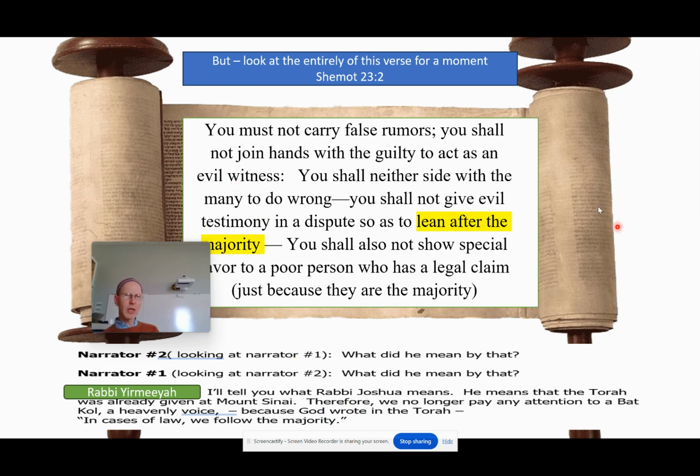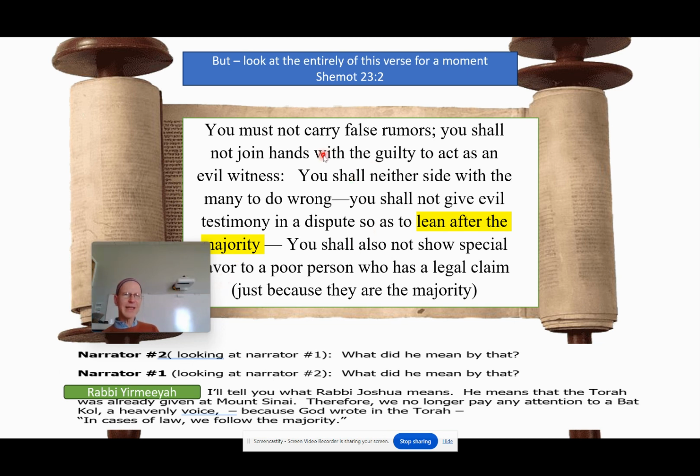But interesting enough, let's look at this verse for one second. We would think that the Torah would say, in a case of law, we follow the majority. But actually, it says, you shall neither side with many to do wrong. You shall not give evil testimony to dispute, so as to lean after the majority. So actually, this verse right here, is it telling us yes, we should follow the majority, or no, we shouldn't follow the majority? That's going to be question number four: yes or no to follow the majority. But Rabbi Yirmiyah is interpreting this to mean what? Yes or no, follow the majority.